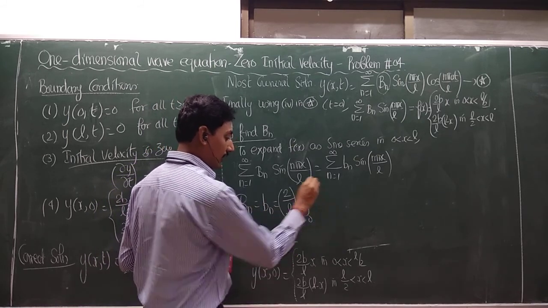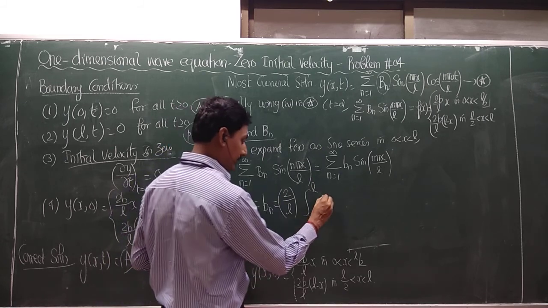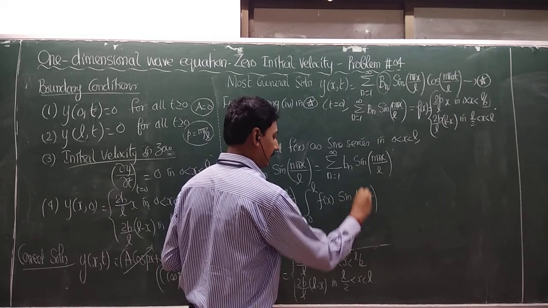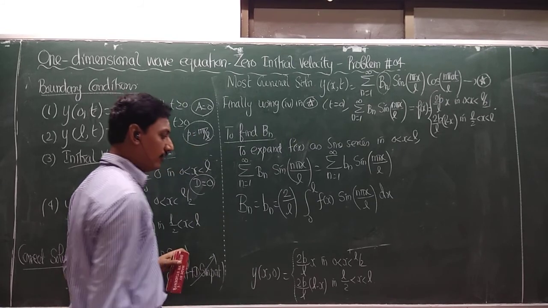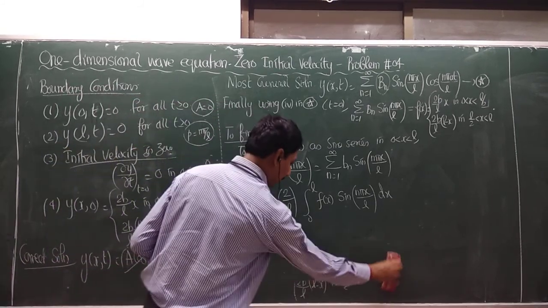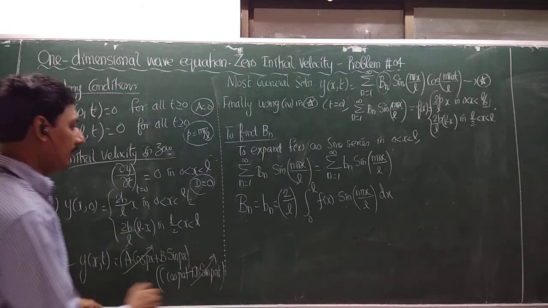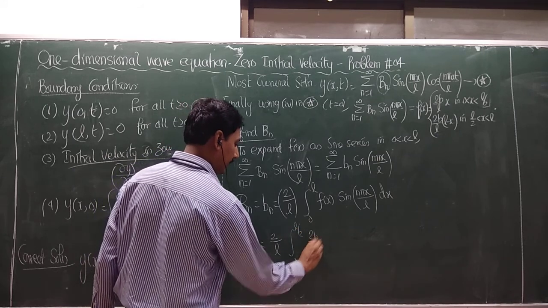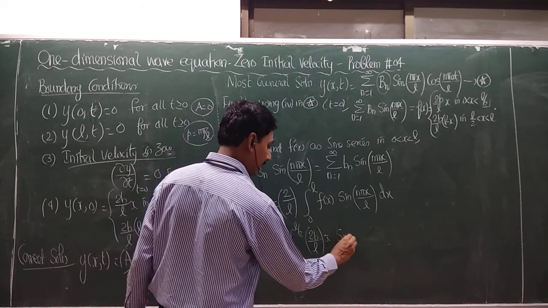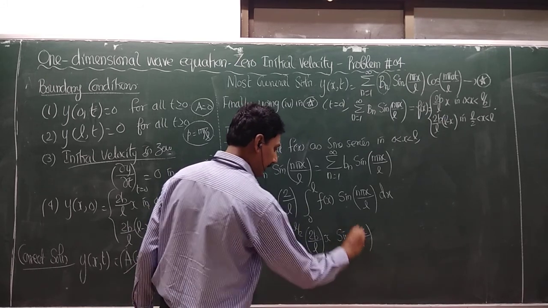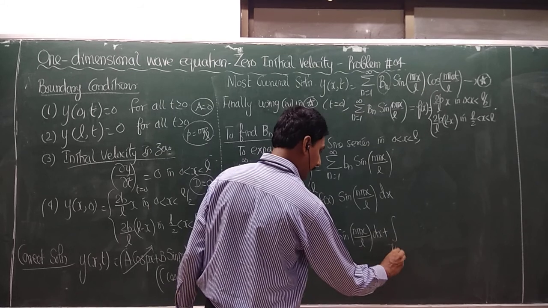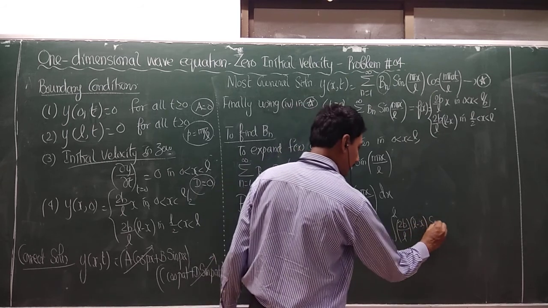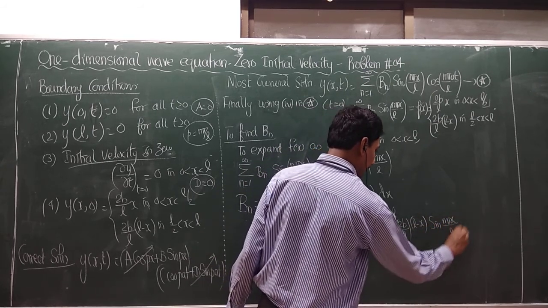So what's the formula for Bn? You remember? 2 by L integral 0 to L f of x sin n pi x by L dx. Now what is my f of x? This is the f of x. We can divide this into two separate integrals, so that it is 2 by L integral 0 to L by 2, 2b by L into x into sin n pi x by L dx, plus integral L by 2 to L, 2b by L into L minus x into sin n pi x by L dx.